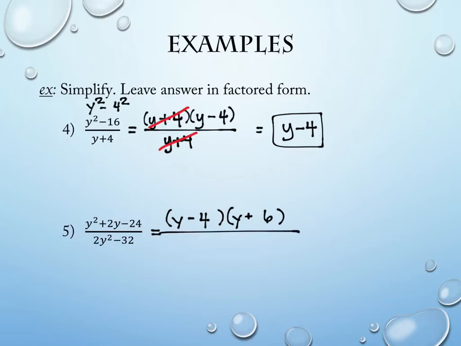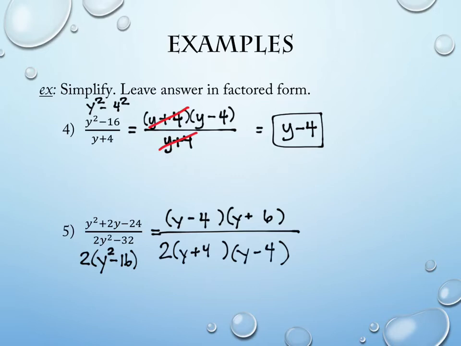My denominator, what do they have in common? A 2. So I'm going to break it apart over here just real quick. If I pull a 2 out, I'm left with y squared minus 16. Well, y squared minus 16 is still not completely reduced. It's a difference of squares, right? So y squared minus 16, I actually saw that on the previous problem, right? So that gives me y plus 4 and y minus 4.